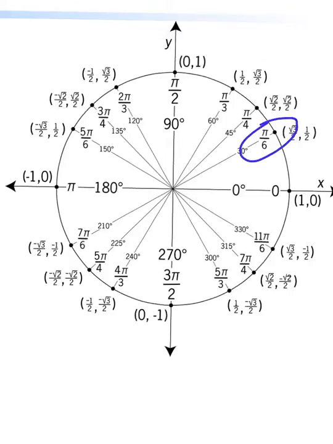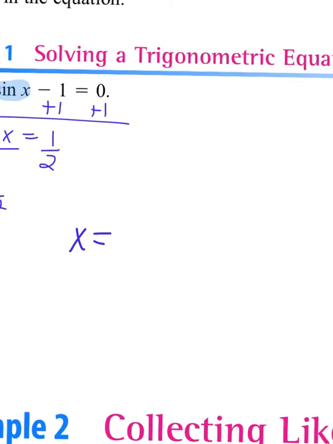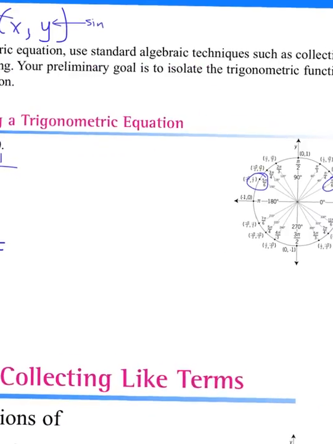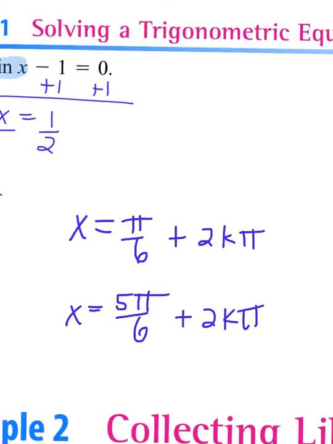Pi over 6 and 5 pi over 6. Agreed? It's not 7 pi over 6. Why? Because that's negative. So your answers here, guys, would be x equals pi over 6 and x equals 5 pi over 6. Now, did they give you a specific interval that you're looking at? No. So then what do I have to put at the end since I'm talking about sine? 2k pi. And then up here I put 2k pi. That means it can go 10 times around the unit circle, 20 times around the unit circle, something like that.